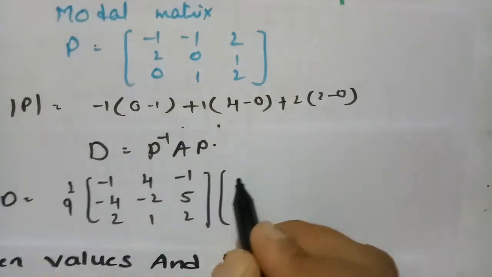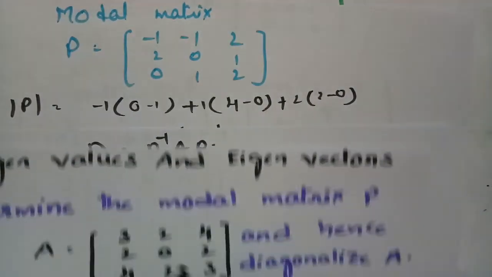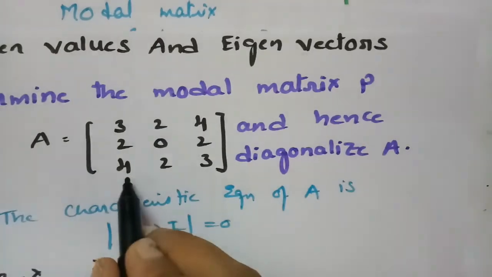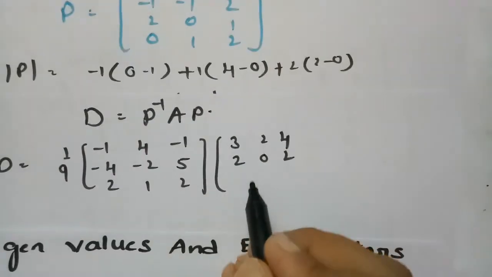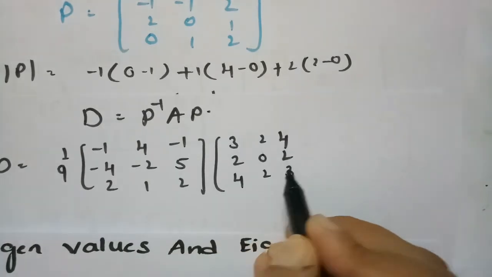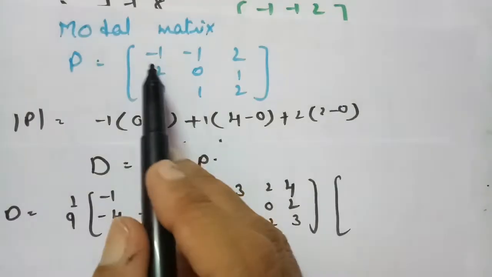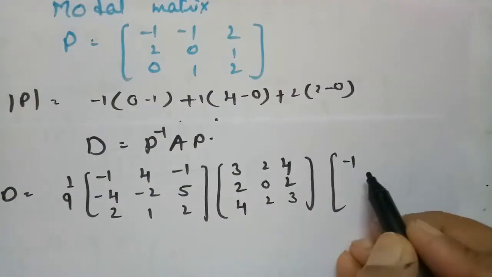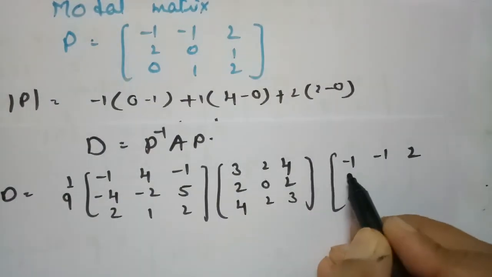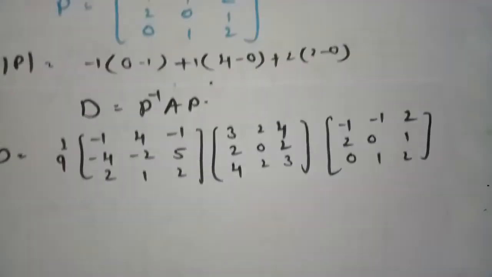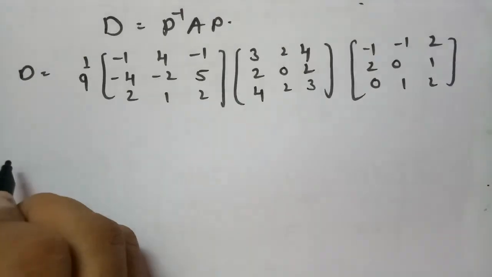A is [3, 2, 4], [2, 0, 2], and [4, 2, 3]. And this is P, the model matrix. I'll show you the P model matrix here: [-1, -1, 2], [2, 0, 1], and [0, 1, 2]. So now if I multiply, see what happens here.